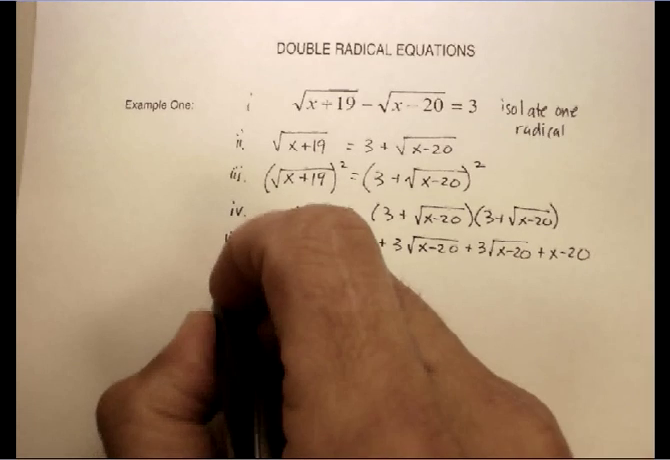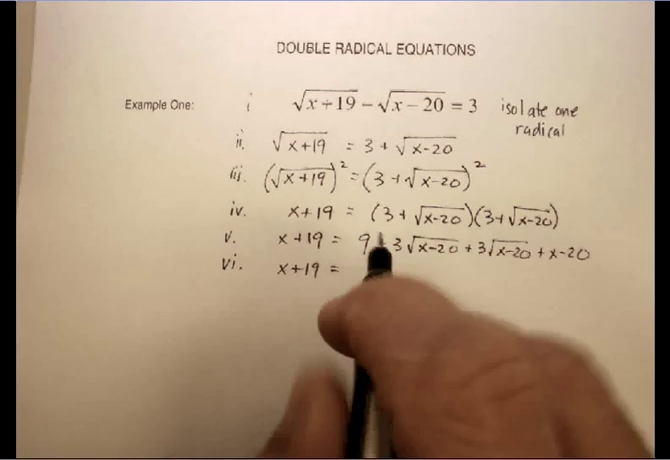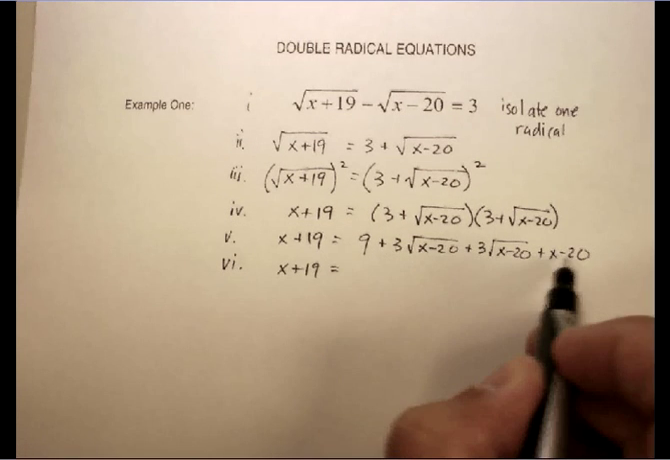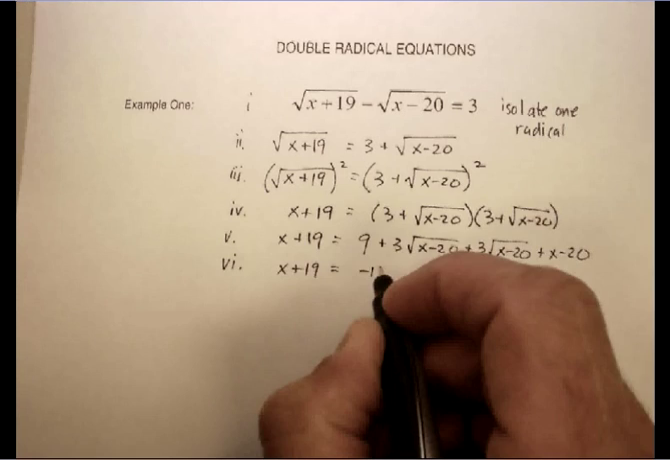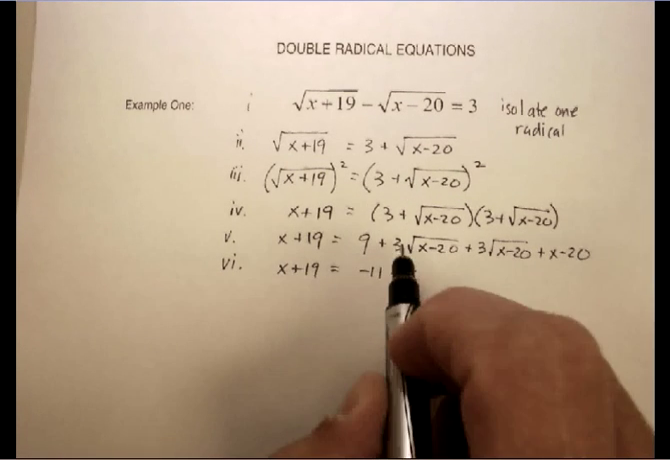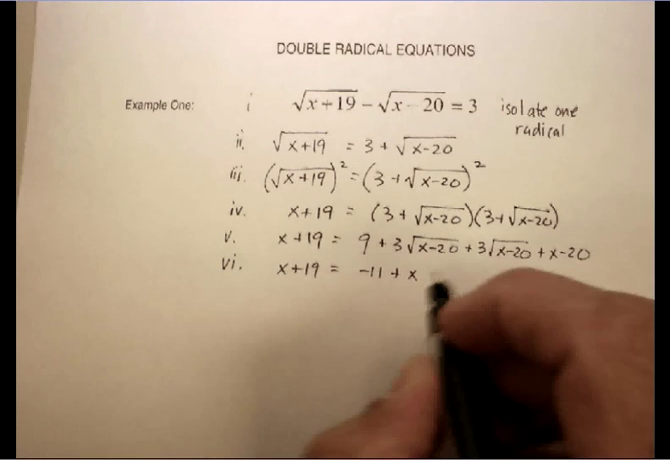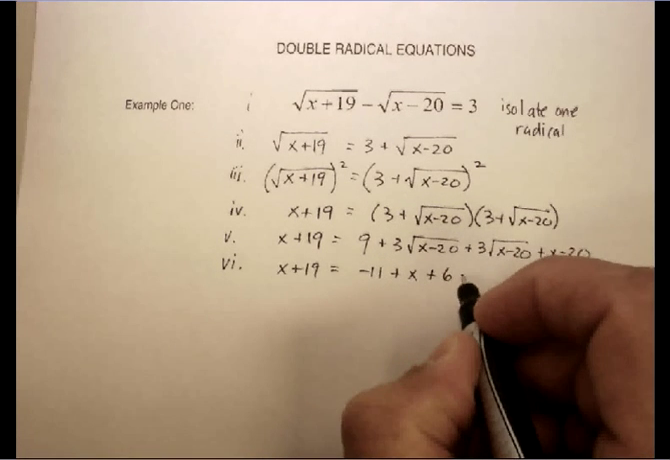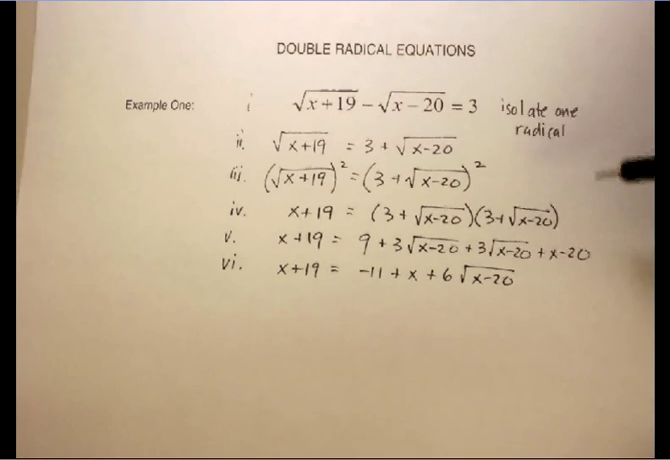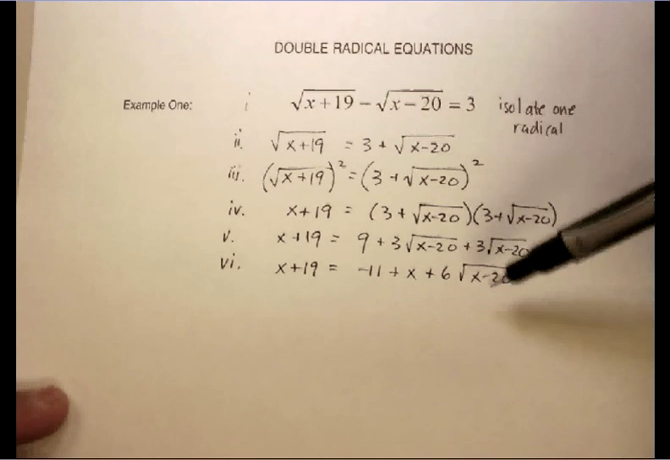So in my next step, we'll call it step 6, x plus 19 comes down. I'm just going to gather my like terms here. 9 minus 20 is negative 11. I'm going to have a plus x. I'm going to have 3 of these plus 3 of these, and you have a total of 6 of those, if that makes sense, radical x minus 20. Okay, we're getting closer and closer. Now look what I've done. I've gone from double radicals to single radicals.